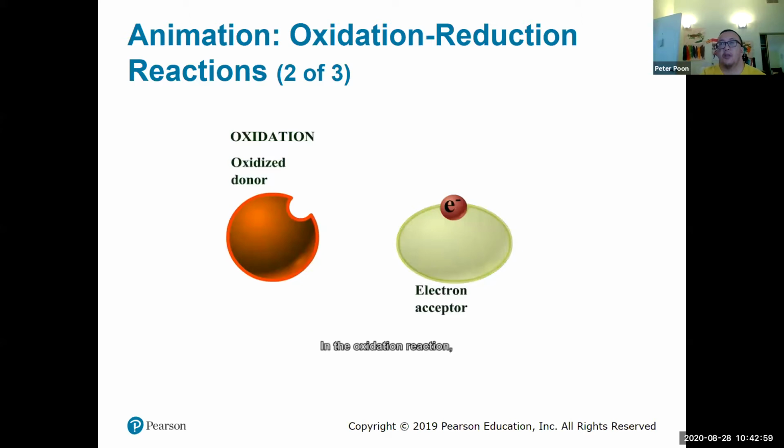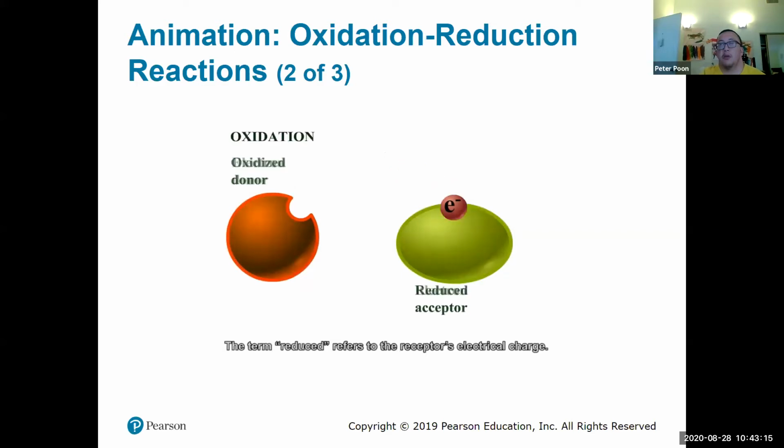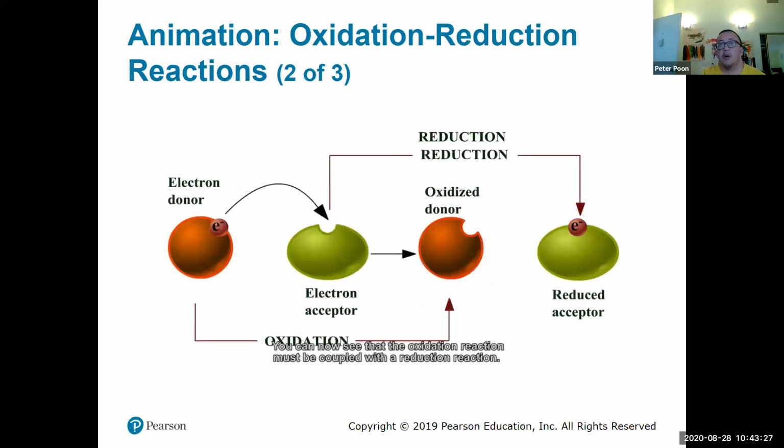In the oxidation reaction, the donor molecule becomes oxidized. A reduction reaction occurs when a molecule receives electrons from another molecule. The electron receptor therefore becomes reduced. The term reduced refers to the receptor's electrical charge. Because it's gained a negatively charged electron, the overall charge on this molecule becomes more negative and is said to be reduced. You can now see that the oxidation reaction must be coupled with a reduction reaction. In other words, if a molecule is to donate an electron and become oxidized, then another molecule must accept that electron and become reduced.